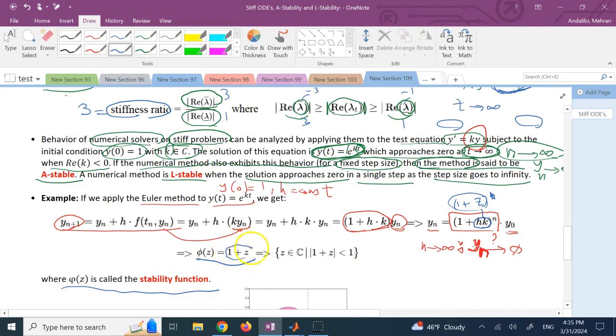This function should go to 0 because y0 is clearly not equal to 0. So this term should go to 0. And this term, as I said, is a geometric progression. It only goes to 0 when the magnitude of this term, which is raised to power n, is less than 1. Yes? Okay? So only for those z's for which the magnitude of 1 plus z is less than 1, the solution of this system will go to 0.